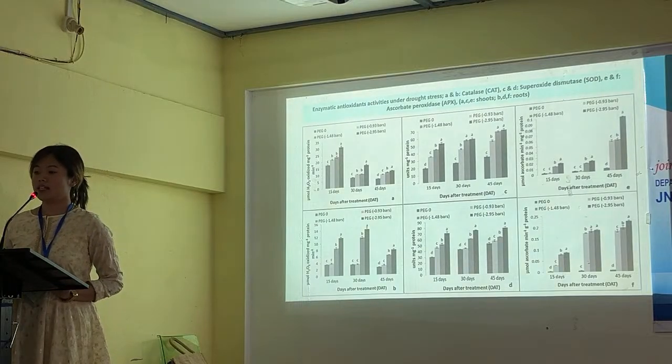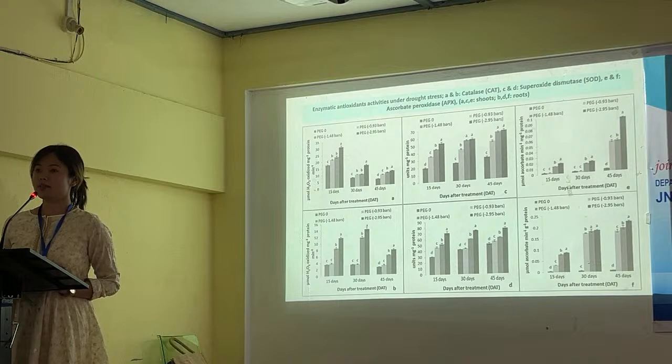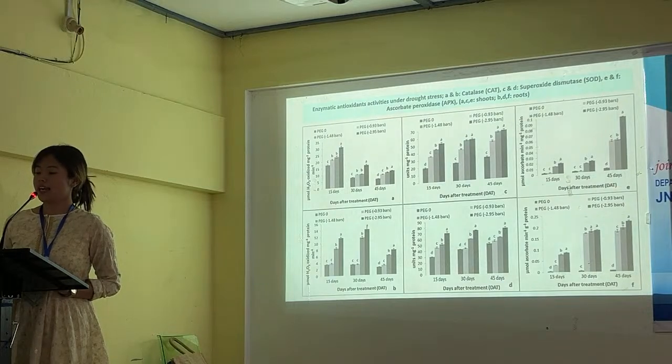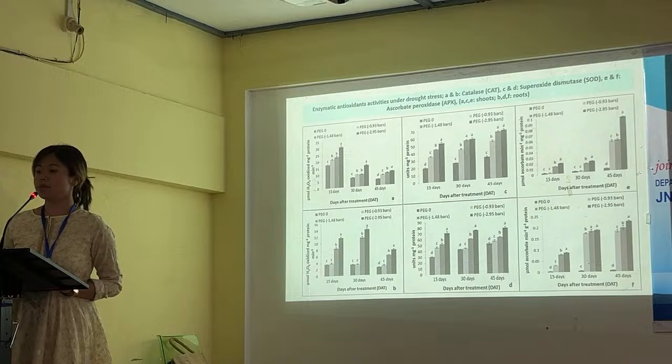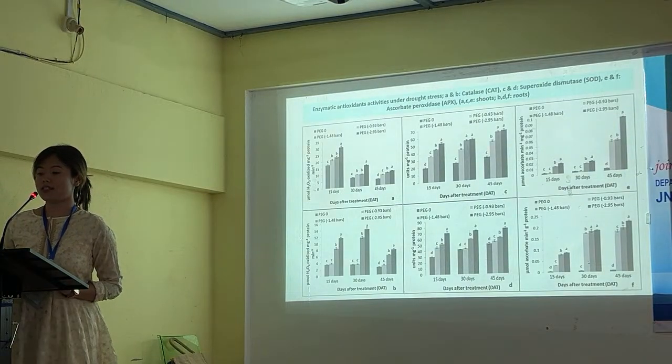Enzymatic antioxidant activities. The reactive oxygen species which increase in production during stress conditions will be controlled by the plant's defense mechanisms, that is, enzymatic antioxidant activities. First of all, catalase is a very important parameter which detoxifies the free radicals produced. This catalase increases with increase in stress levels in 15, 30, and 45 days.